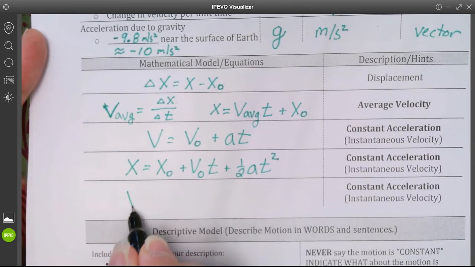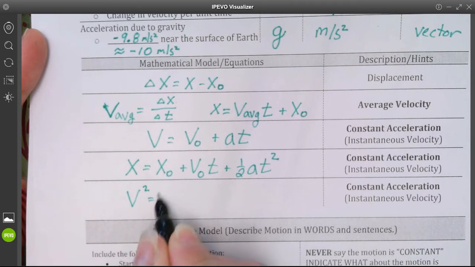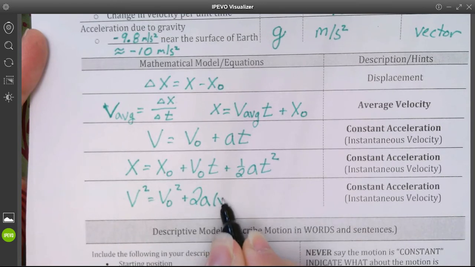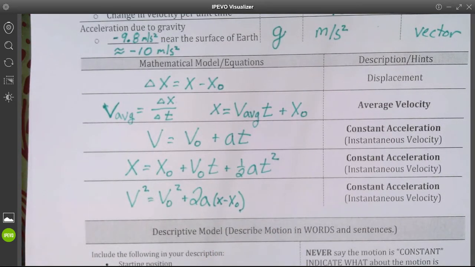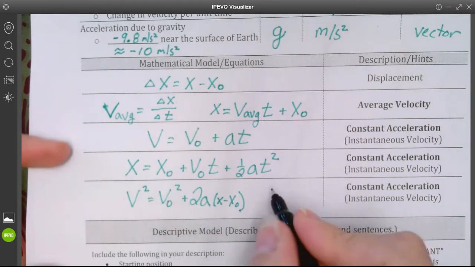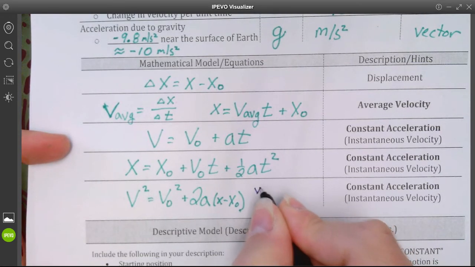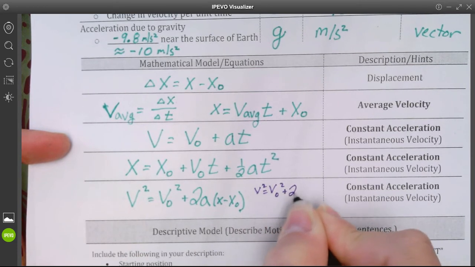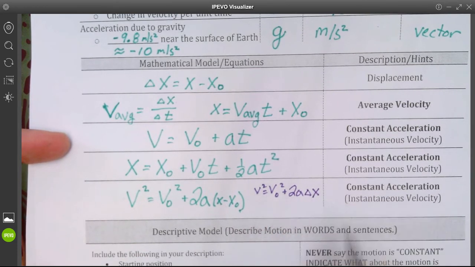And then our last one is v squared equals v naught squared plus 2a times x minus x naught. That's the equation that you want to use if you don't know anything about time and you're not interested in time. Another way to write this is v squared equals v naught squared plus 2a delta x. Maybe I don't want to keep x minus x naught separate.